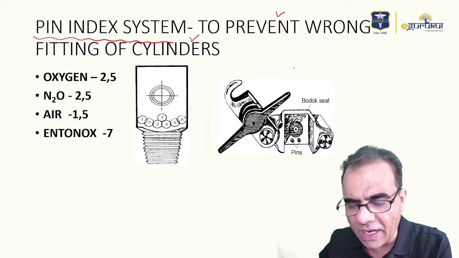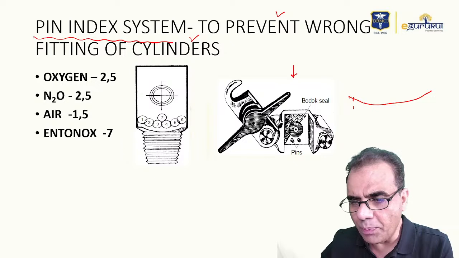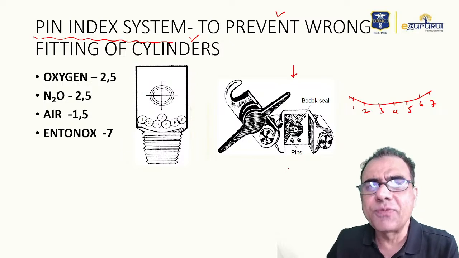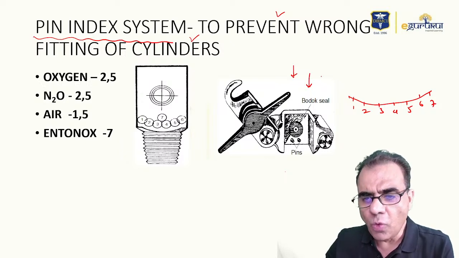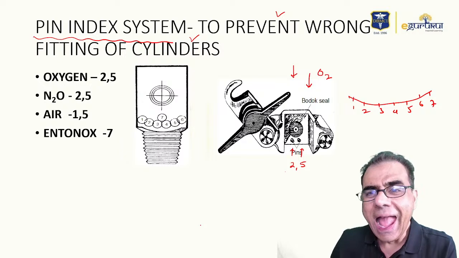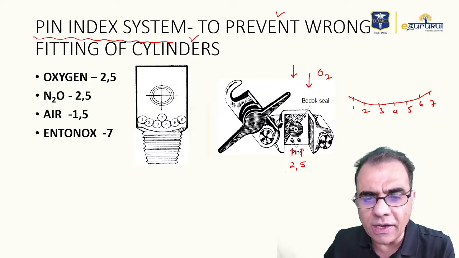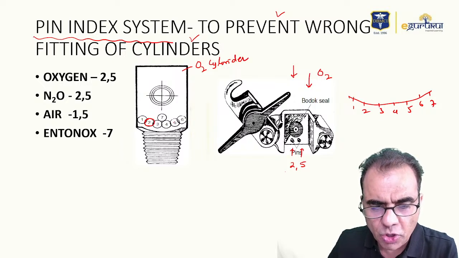So this is a part of the anesthesia machine, and here there are 7 pin positions. Now when I say the pin index for oxygen is 25, that means if this is the part of the anesthesia machine where the oxygen cylinder will be fitted, there will be 2 pins at the position of 2 and the position of 5. And at the same corresponding distance, there will be holes in the oxygen cylinder. So there will be 2 holes at the position of 2 and the position of 5.